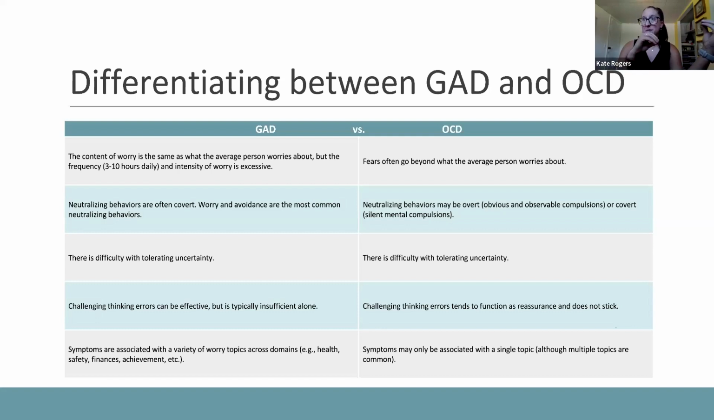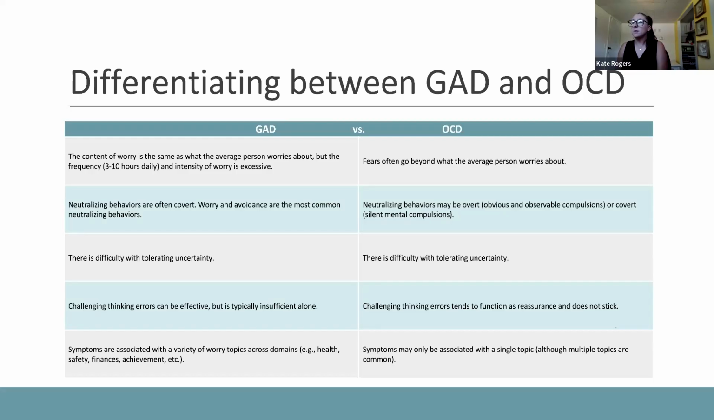With GAD, the content of the worry, right? What are they afraid of? The content of the worry is often the same as what the average person worries about. It's normal stuff. I'm worried about relationships, I'm worried about health, I'm worried about finances, I'm worried about tomorrow, I'm worried about yesterday. The same sorts of things we all worry about. The content of the worry, it's not the weird stuff. It's the same stuff everyone worries about. However, the frequency, the intensity of that worry is excessive when it's GAD, right? It's not just how everyone worries. This is someone worrying differently. They're worrying too much. They're worrying instead of living their lives.